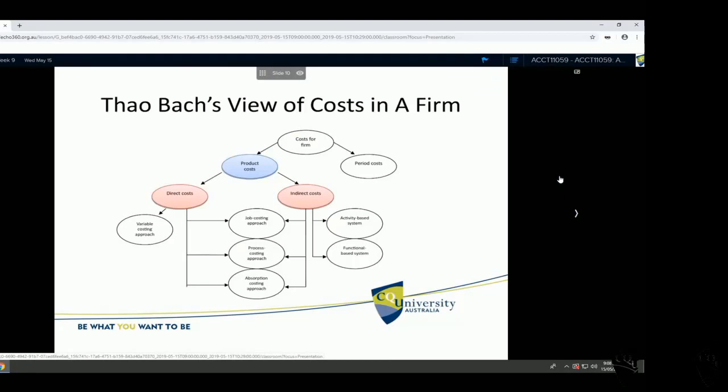Now, Thao Bach, here's somebody who was seeking to understand the cost relationships. This was her chart from the reading. And we've been looking at product costs and direct and indirect costs. So we're going to wrap up that discussion by looking at absorption costing and variable costing. This is where she put them.